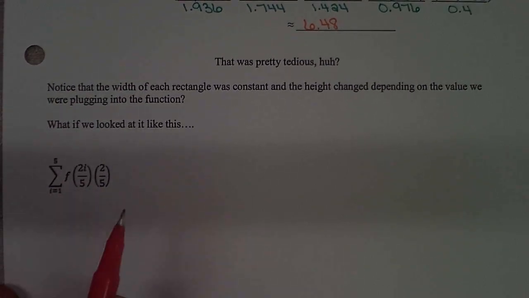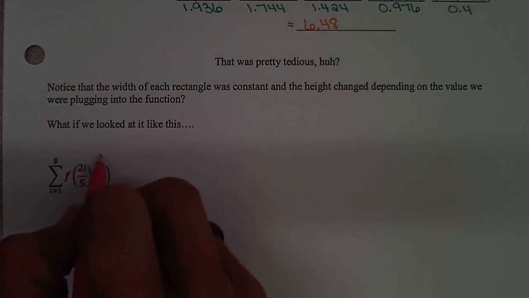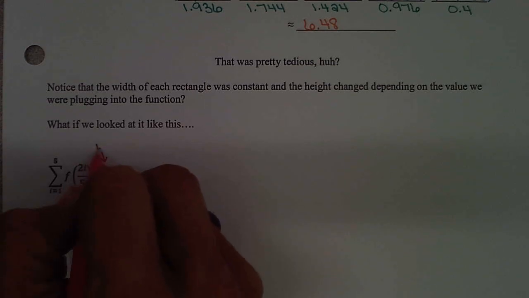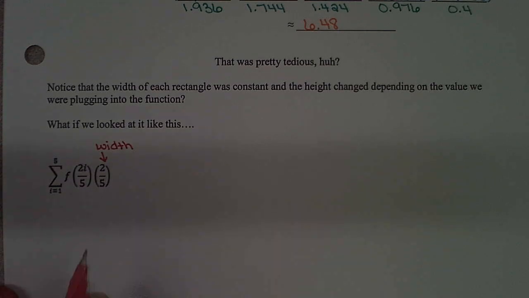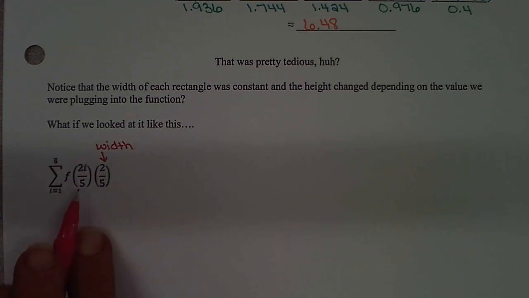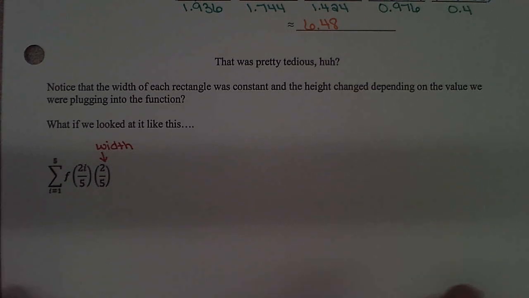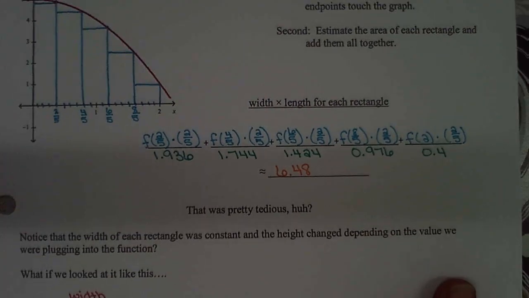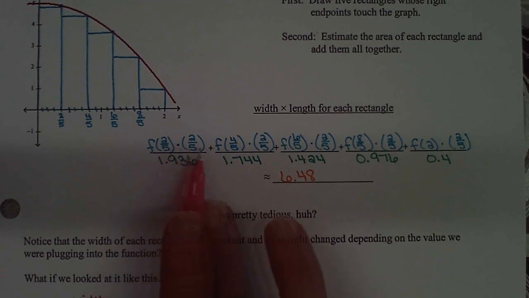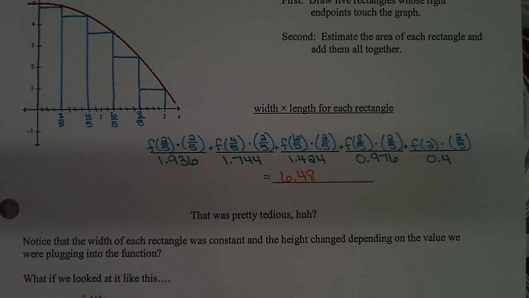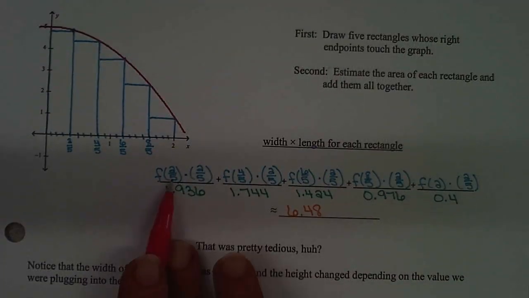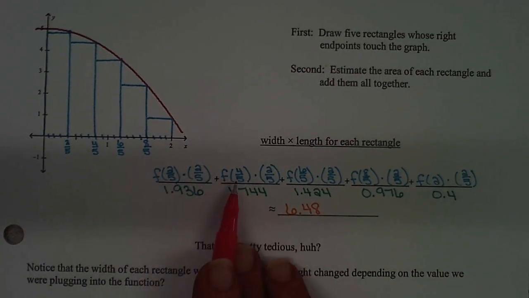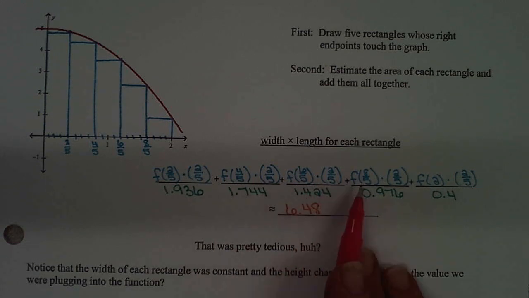Looking at the summation, this 2/5 is my width. That was the same on every single rectangle that we had. We always multiplied by 2/5, so that's what that represents. This f of 2i over 5, in each of these I was plugging into my f of x function, which is why it's f of here. And I started at 2/5, and then that value increased by 2/5 each time.